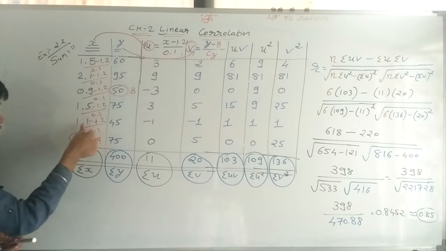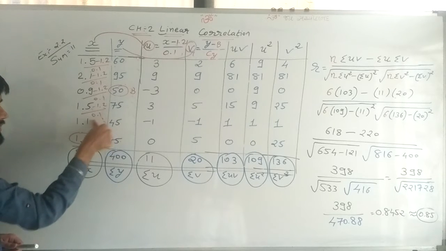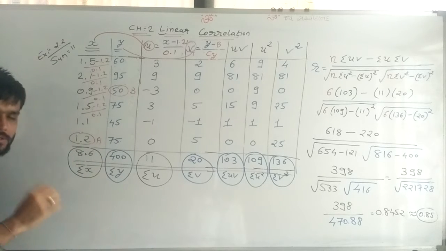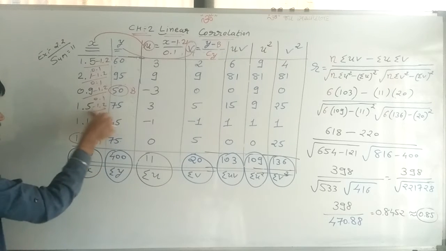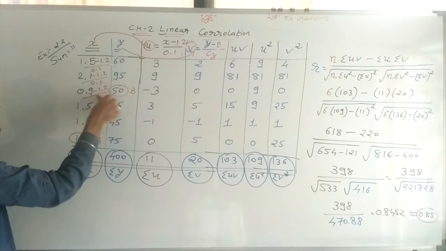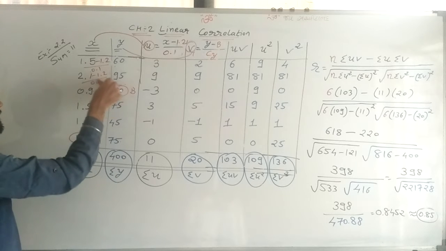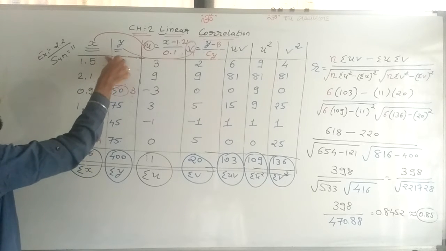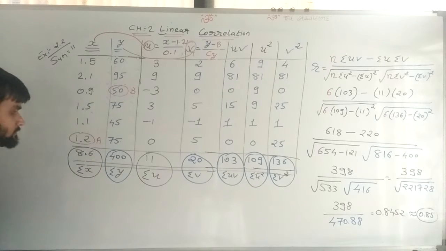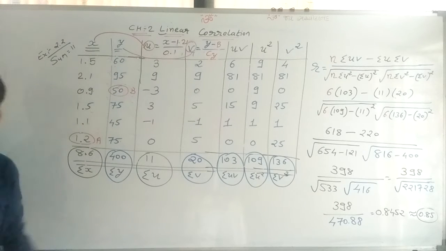Now this is only for explanation. This is written only for explanation. In the exam you don't need to write it. So I am making it original values. So for all the values we have found u.